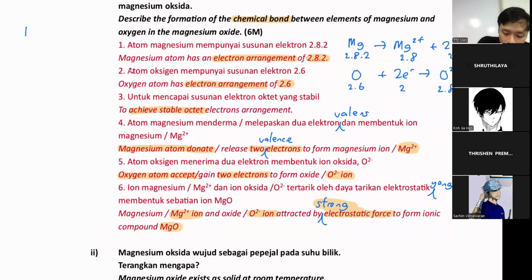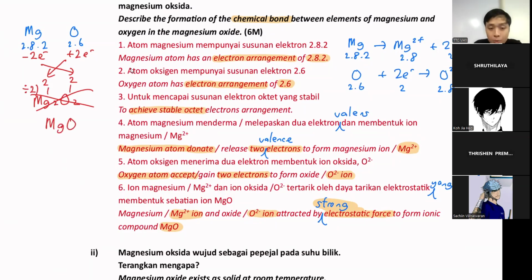I told you, because Mg is 2.8.2 and O is 2.6, Mg donates 2 electrons and oxygen receives 2 electrons. When they cross, it doesn't matter, it still becomes 2 to 2. Then the formula, remember, is not Mg2O2, because 2 to 2, you simplify, becomes 1 to 1. So the correct formula is MgO. Ionic compound formed is MgO. There you go, all your marks.